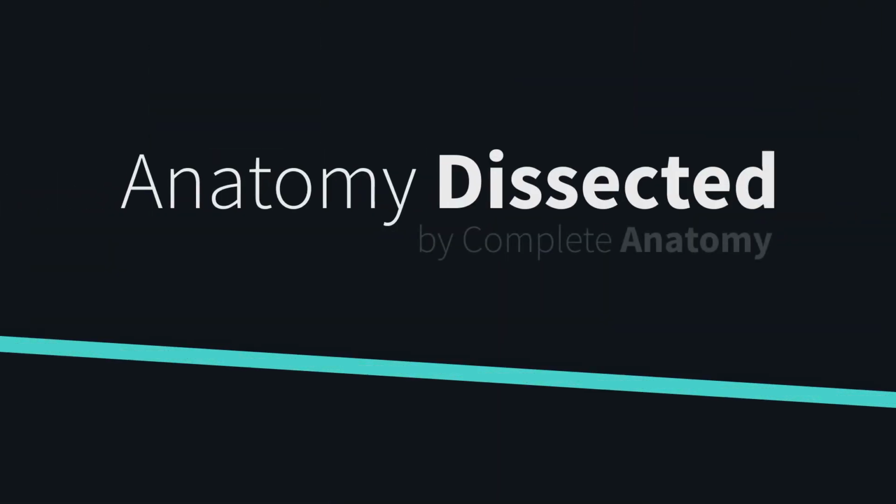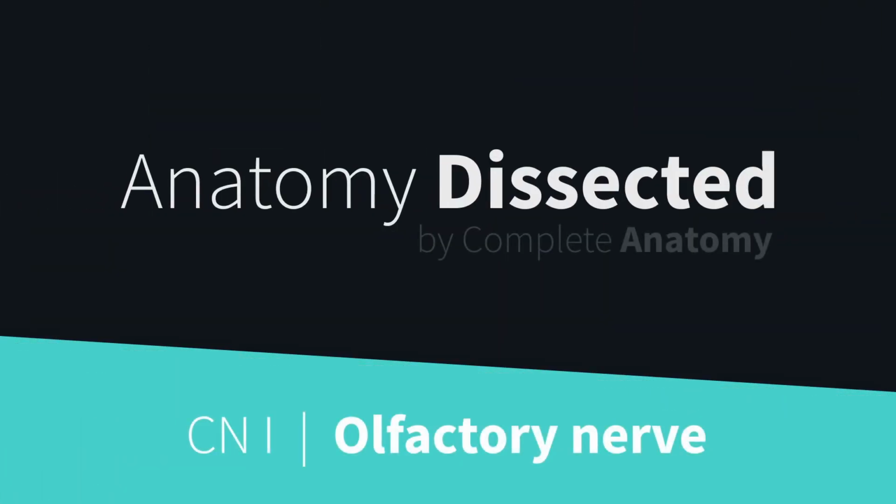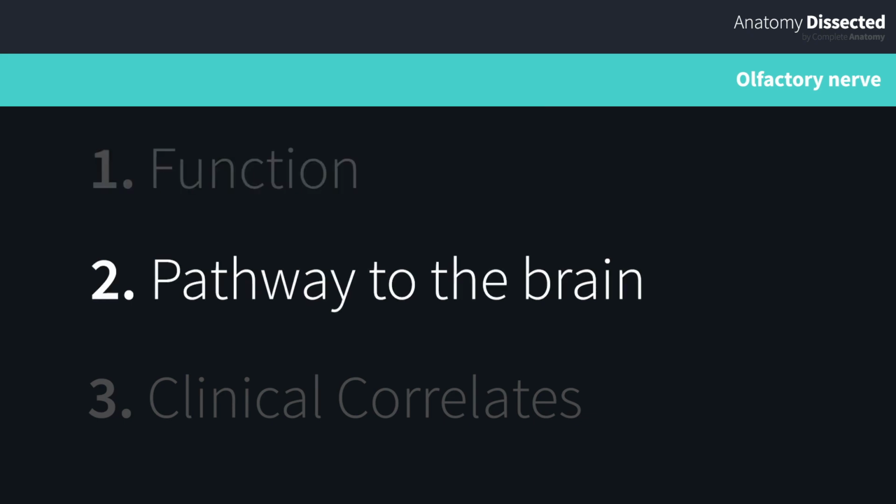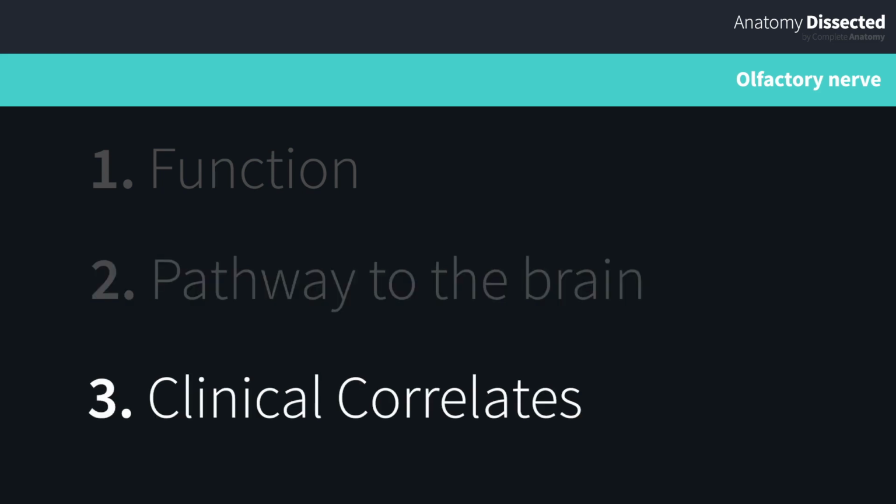We'll start this series by looking at the cranial nerves. So let's start with Cranial Nerve One, the olfactory nerve. In this video, we'll first explore the function of the olfactory nerve, examine the tissues it innervates and its pathway to the brain. We'll finish off by looking at some of the important clinical points.